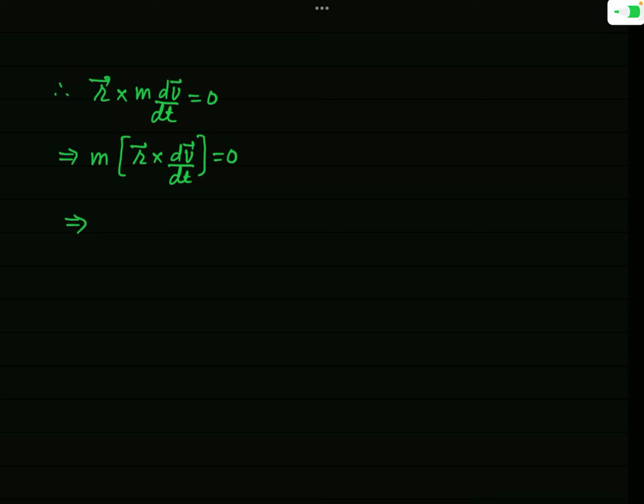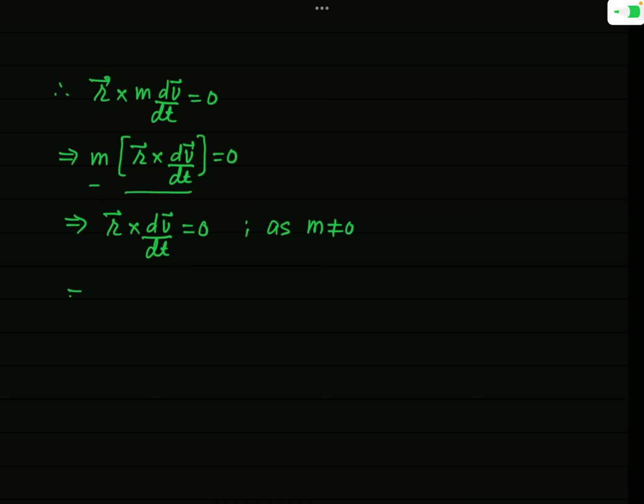Now, m is the mass of the particle, and in classical physics, the mass of a particle is never 0. Whenever you talk about a particle in classical or Newtonian mechanics, the particle definitely has mass. So m is not 0, but the product of these two quantities is 0. So definitely the second factor will be 0. So we can write that R cross dv dt is equal to 0, because m is not equal to 0.